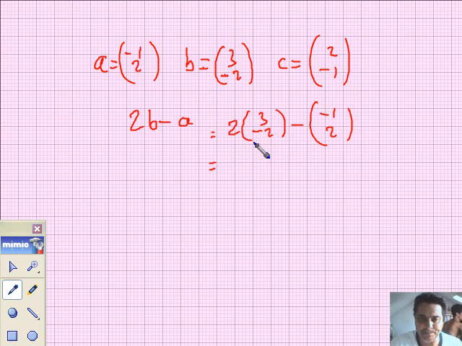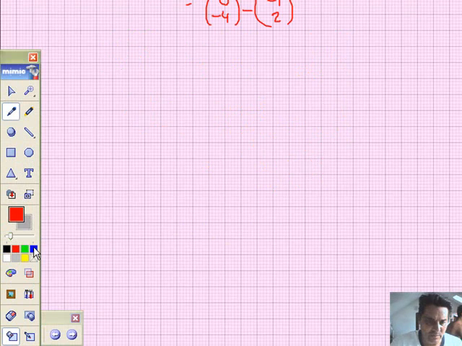That's going to be 2 lots of 3, that's going to be 6, and then 2 lots of minus 2, minus 4. Then I've got to take away minus 1, 2. Alright, so let's just draw that as a little picture, and we'll get on with it. Let's just change to blue so it stands out, hopefully.